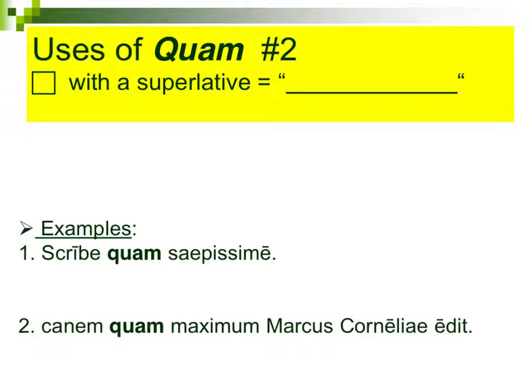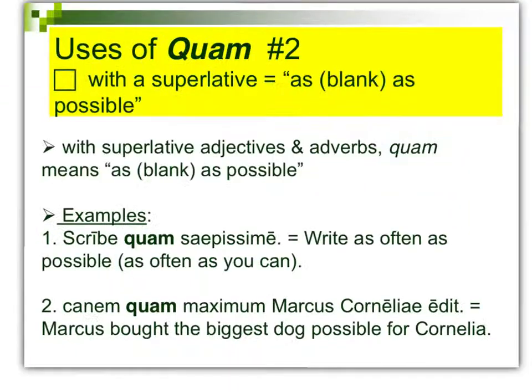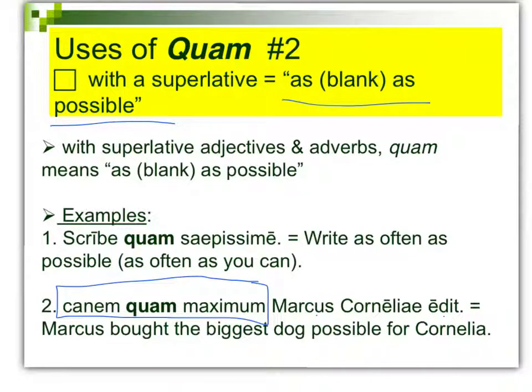Number 2, what does quam mean with a superlative adverb or adjective? Please push pause and try to figure out the meaning of the sentences below, especially the meaning of quam in these sentences. Right, so quam with a superlative adjective or adverb means as blank as possible. Here are the examples. Scribe, write, quam saepissime, as often as possible, or as often as you can. Canem quam maximum, these words go together. Marcus purchased for Cornelia the biggest dog possible.